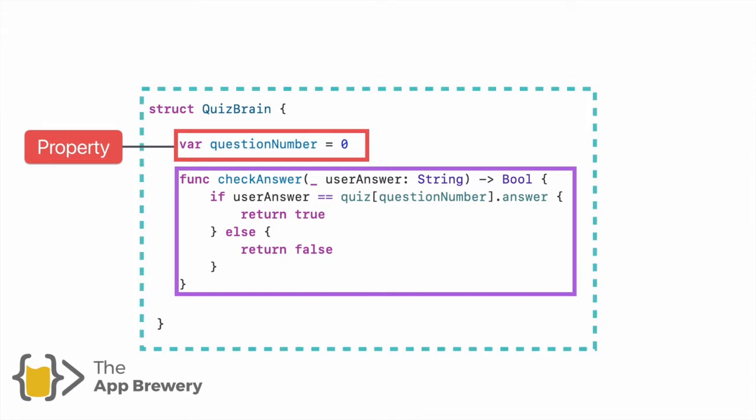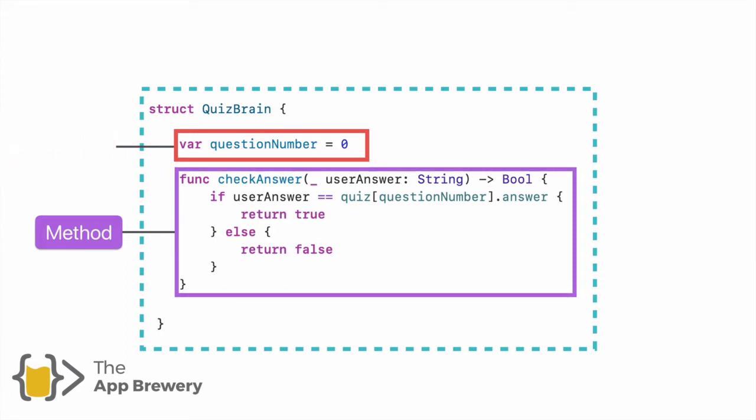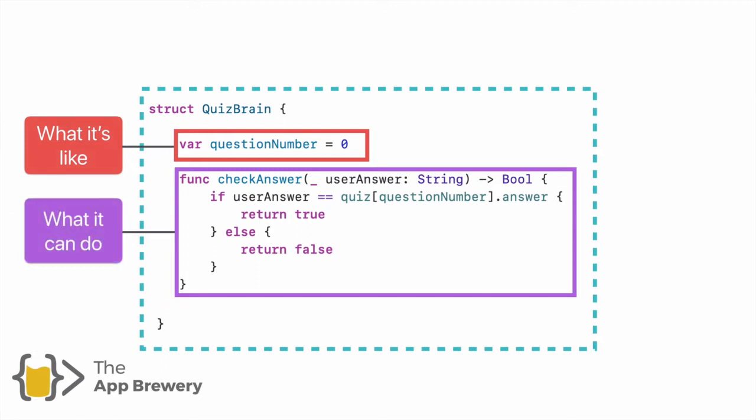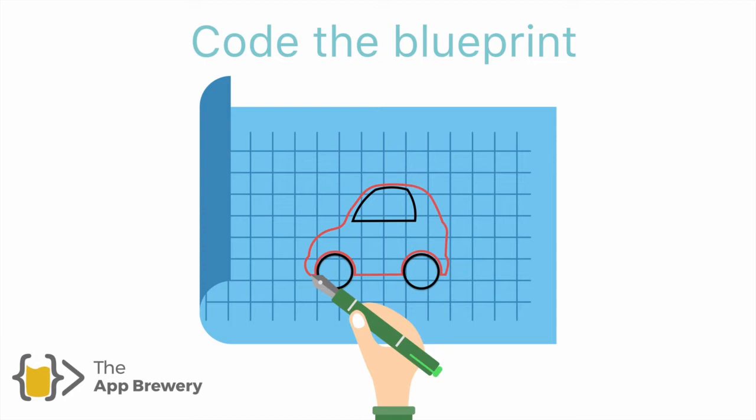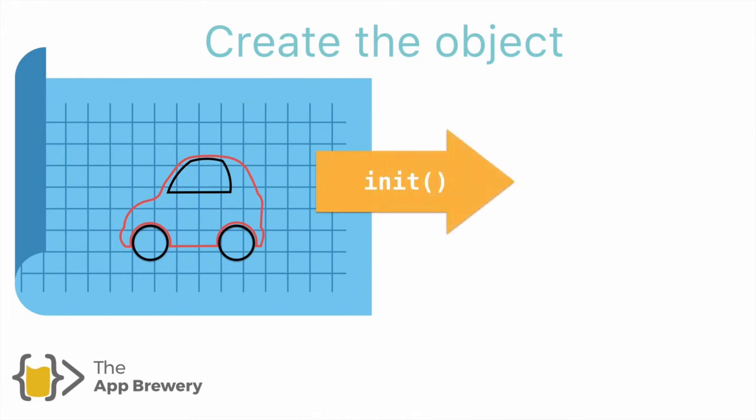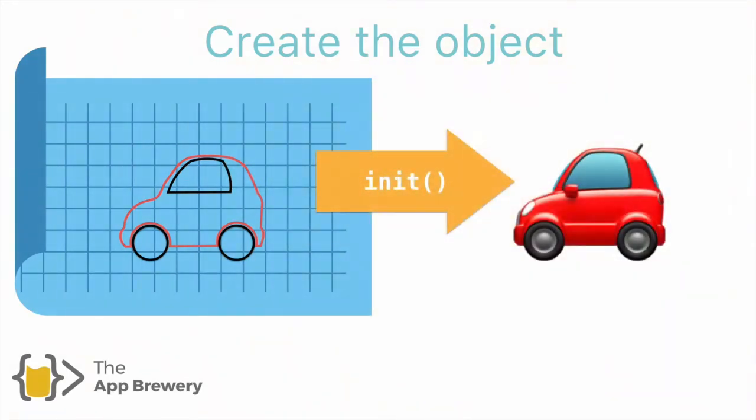Similarly, we've created functions inside our structs. And when functions are created inside a struct, they're known as a method. So you can consider these properties as a way of defining what this eventual object created from the struct will be like. So its attributes or its properties. And the methods can be thought of as what the object can do. So when we created our quiz brain struct, we were essentially creating the blueprint for the eventual quiz brain that would get created. And we can take our blueprint and initialize it, which turns it into the actual object.